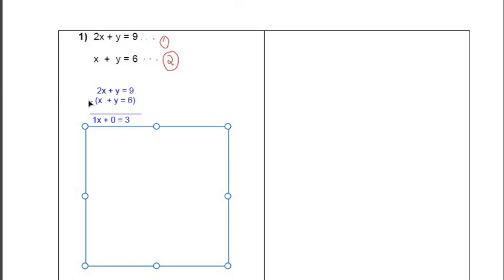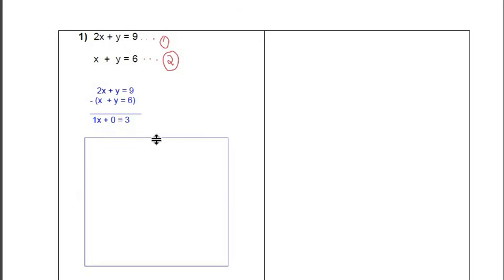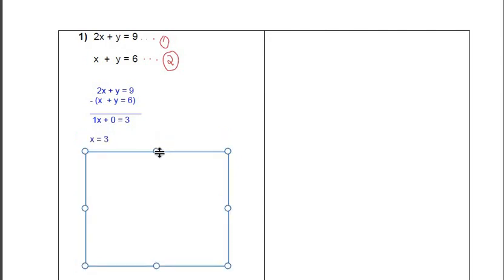Remember, the negative sign on the outside will change everything on the inside. We'll change all the signs on what's inside the bracket. All right? We can further simplify this to read 1x, or just x, is equal to 3. We don't have much simplifying to do, right? x is equal to 3.